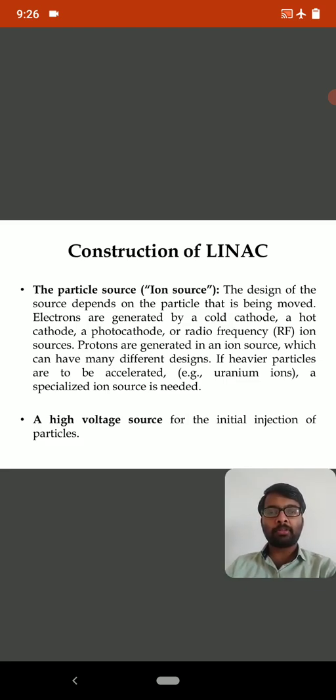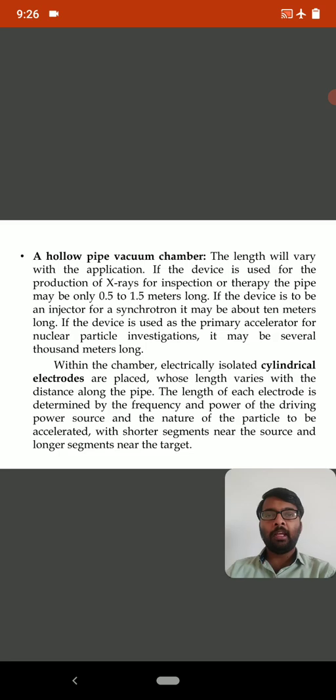The first one is the ion source, which can generate different types of ions, and those ions will be injected into the accelerating column with the help of the high voltage source. So these are the two main components of this LINAC, and after that there is a hollow pipe vacuum chamber, which is called the accelerating column. In this hollow pipe, the ions or heavy particles injected from the ion source will be accelerated.